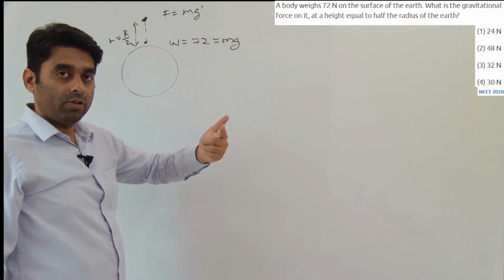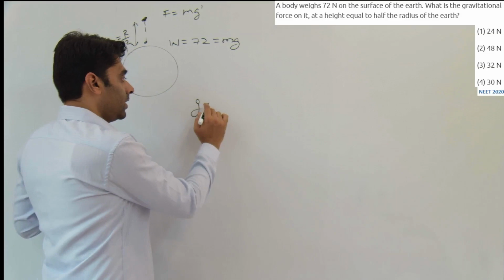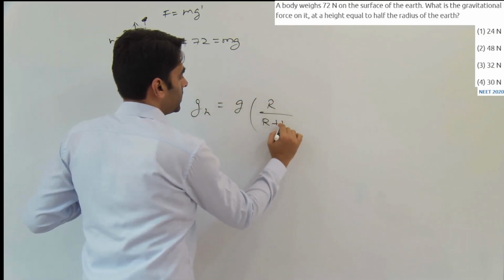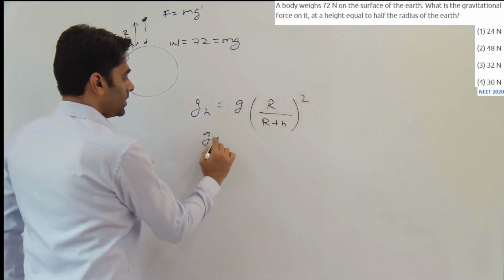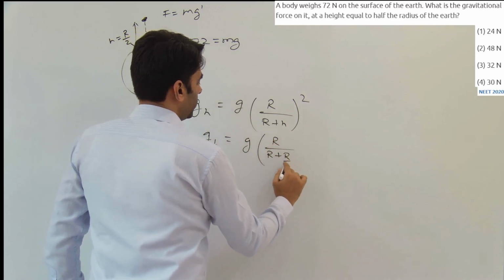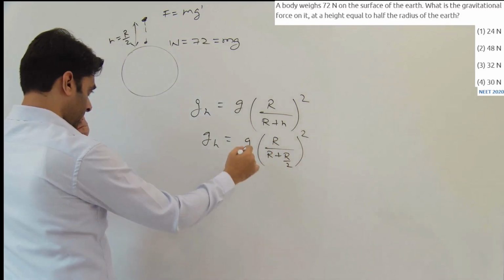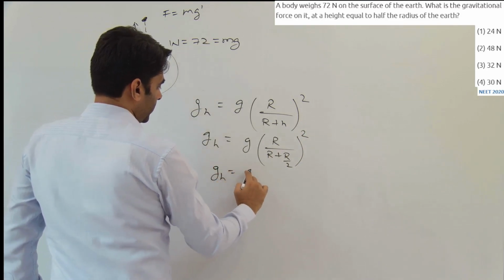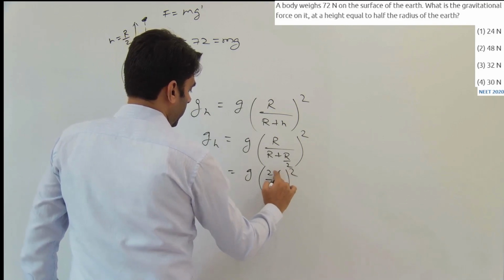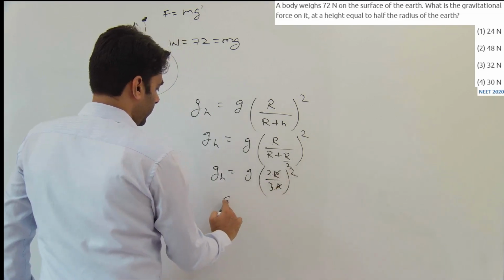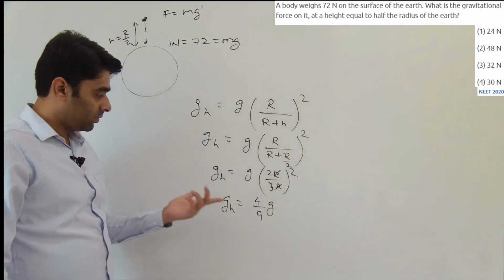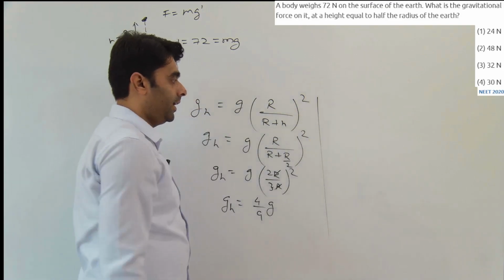Now what is our result for variation of g with height? The result says g at height h is equal to g times r by r plus h, whole square. So gh is equal to g times r by r plus r by 2, whole square. When we simplify it, we get gh equals g times 2r by 3r, whole square. R cancels, and we are left with gh equals 4 by 9 g.